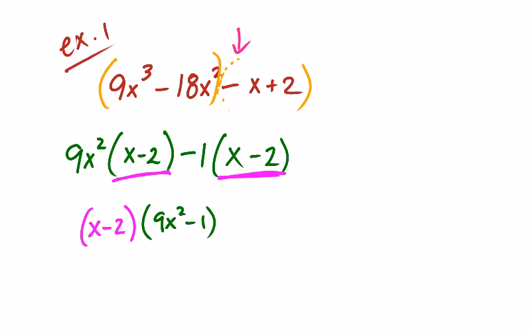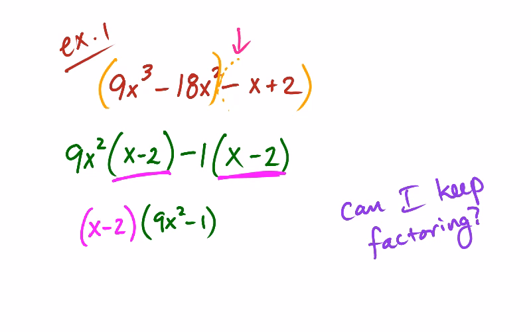One of the questions we have to ask when the polynomials become a little bit higher in their degree, this one has a degree of 3, is: can I keep factoring? If the answer is yes, then we need to keep going. 9x squared minus 1 is a difference of squares problem, where we can now factor this whole thing to x minus 2, that stays the same, but 9x squared minus 1 factors to 3x minus 1 and 3x plus 1. And so that would be a problem where you use factoring by grouping and then you have to keep going.